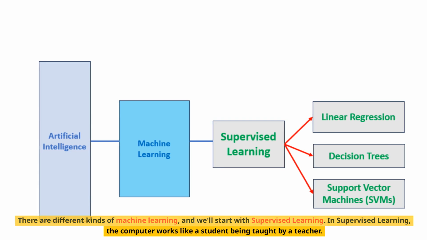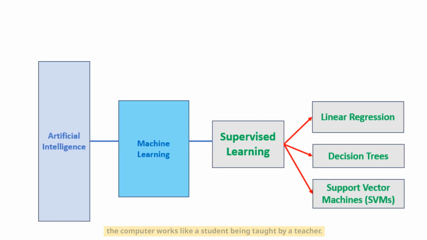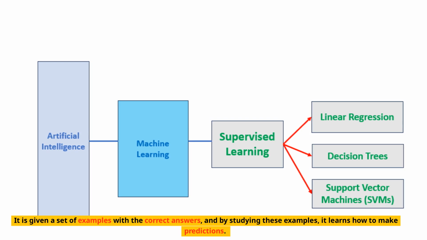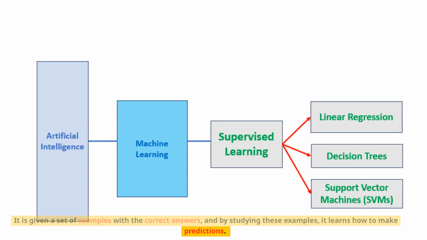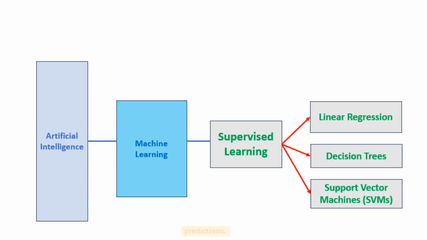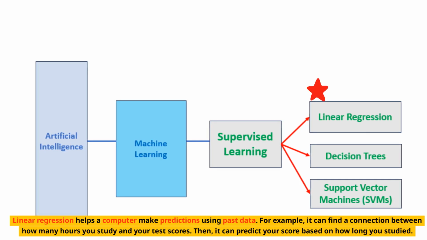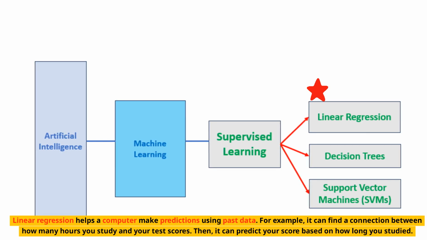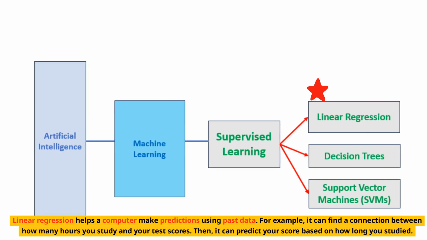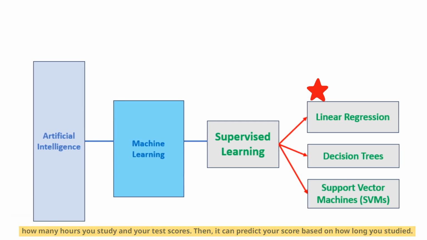In supervised learning, the computer works like a student being taught by a teacher. It is given a set of examples with the correct answers, and by studying these examples, it learns how to make predictions. Linear regression helps a computer make predictions using past data. For example, it can find a connection between how many hours you study and your test scores. Then, it can predict your score based on how long you studied.